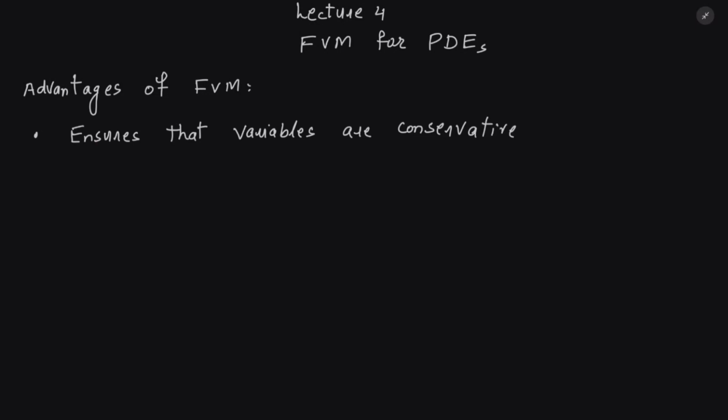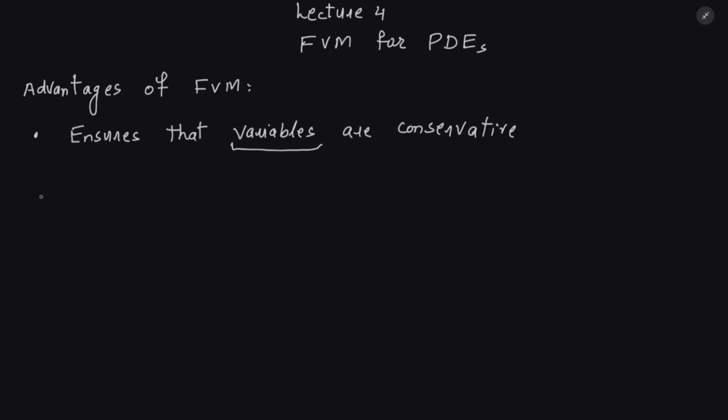Remember that numerical solutions are approximations, a kind of approximations. So when we have physically some energy available, then it should remain conserved by applying any numerical method. So finite volume method ensures that the variables are conservative. Variables mean your quantity of interest, like density, for example, momentum, for example, velocity as well. So mass, momentum, and energy remain conserved.